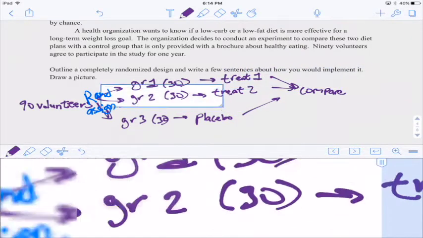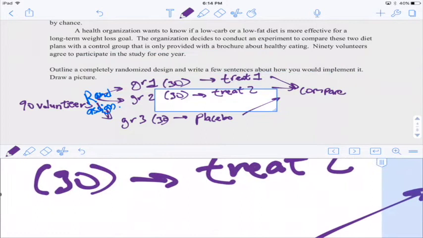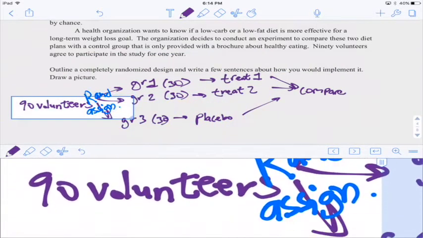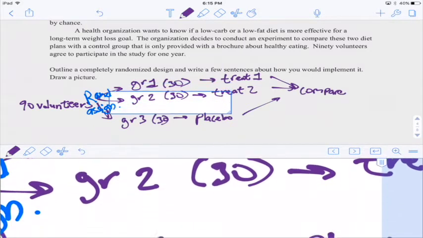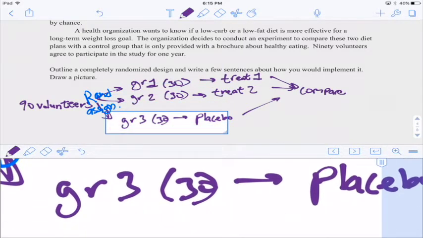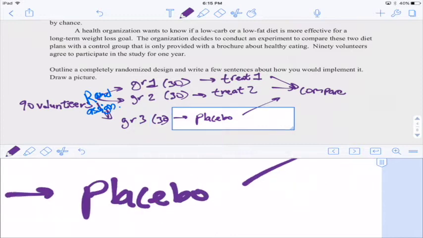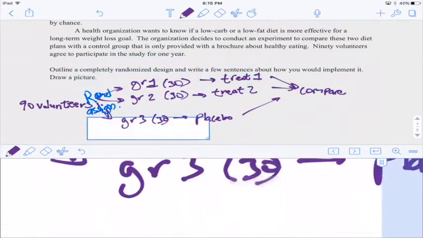Okay, to write our paragraph, I'm just going to tell you, we'll have our 90 volunteers, we'll randomly assign them. You want to explain how you randomly assign them. So you would maybe say the first 30 people chosen by your random number generator would go into group 1, the second 30 unique people would go into group 2, and the remaining 30 people will be placed in the placebo group. And then you'll compare your results. You could say a little more than that.